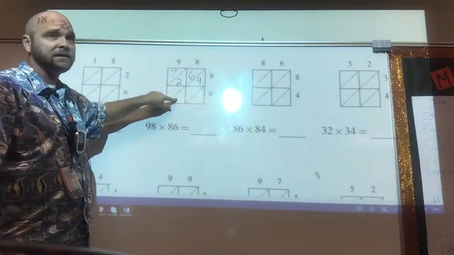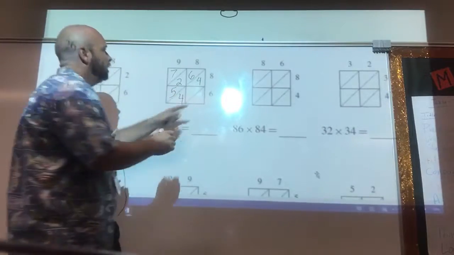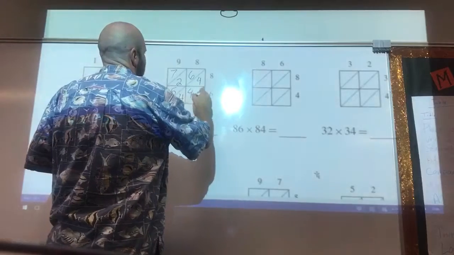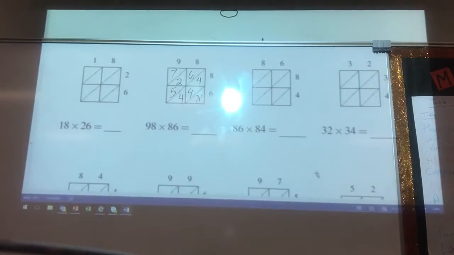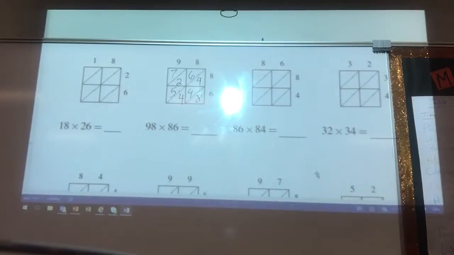Now I go to the second row. 6 times 9 is 54. And 6 times 8 is 48. Okay, so if you can do your one digits, all we have to do is multiply one digit by one digit.